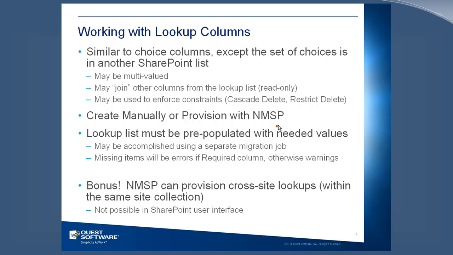Now, one important thing is that the lookup list must be pre-populated with all the legal values. So you've got to load up the list with all the vendor codes before you can migrate to a lookup field that points to vendor codes. And so this is often done in a real world migration by doing just a separate migration job. You run a simple migration job to populate the lookup codes list, and then you can run another migration job to populate all the other lists that use the lookup codes.